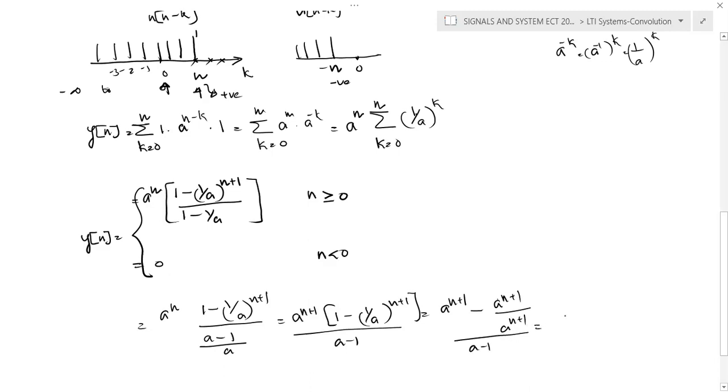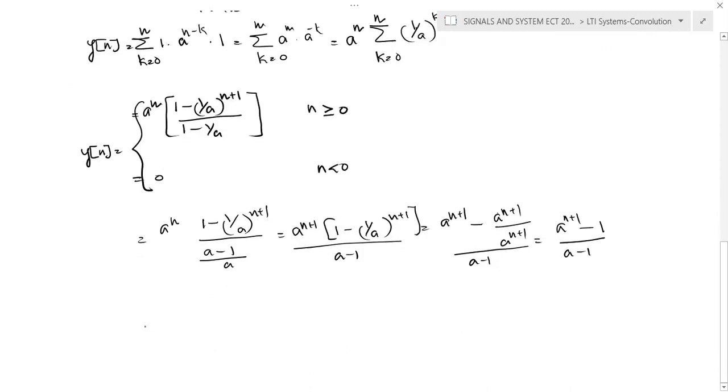So if you simplify this, it becomes a raised to n plus 1 minus 1 divided by a minus 1. So if you rearrange this, it becomes 1 minus a raised to n plus 1 divided by 1 minus a, if you take minus common. So this is the final simplified form for n greater than or equal to 0, and 0 for n less than 0. Okay, so this is actually y of n.